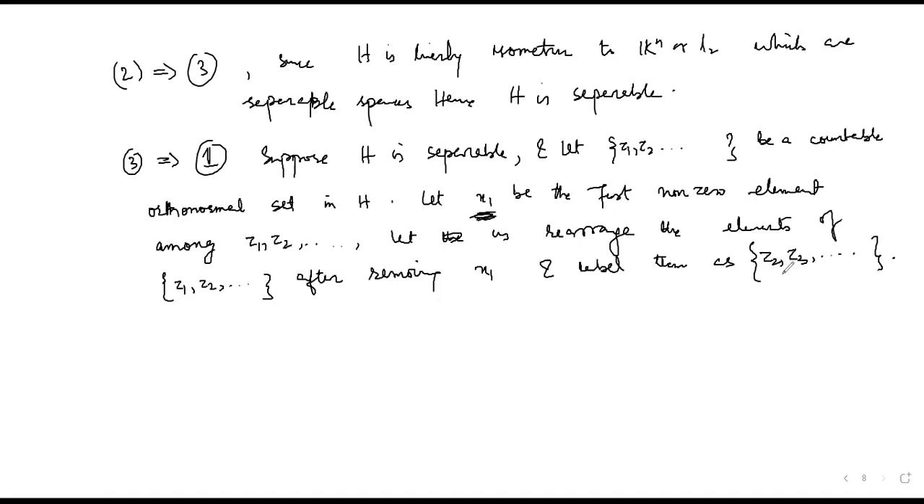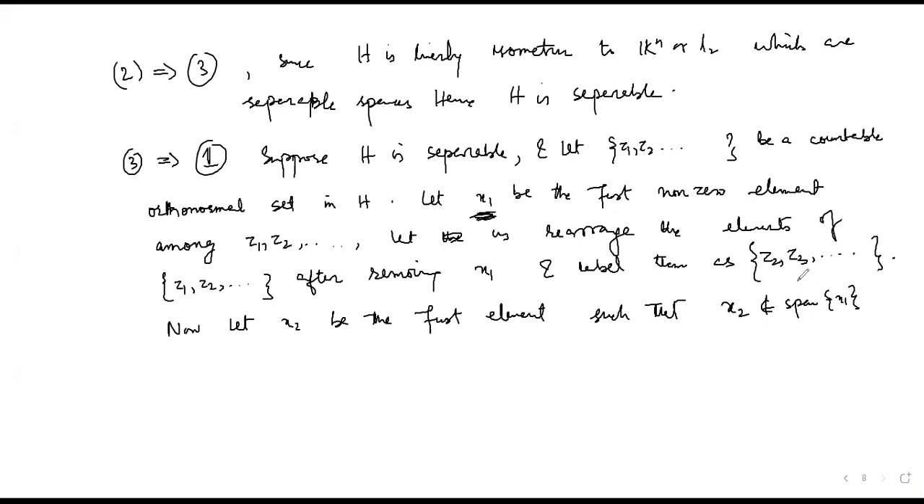Now let X2 be the first element, अब बचे हुए सेट में देखूंगा पहला एलिमेंट such that X2 does not belong to the span of X1. यानी अब मैं चेक करूंगा इन Z2, Z3, क्या ये स्पैन ऑफ X1 में बिलोंग करता है, मतलब क्या ये X1 का स्केलर मल्टीपल है. अगर है तो मैं उसको छोड़ दूंगा. लेकिन जो पहला मुझे मिलेगा जो X1 का मल्टीपल नहीं है, उसका नाम मैंने X2 कर दिया. And rearrange the remaining vectors as Z3, Z4, so on and so forth.